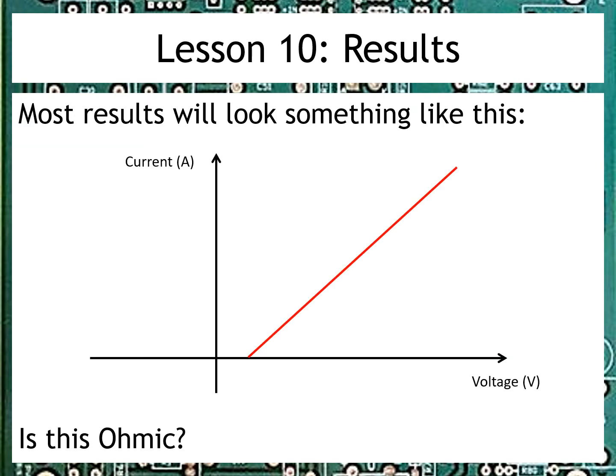So when we put the diode in the first time, we got results on our graph that looked a little bit like this. It's almost ohmic because we do tend to get quite close to a straight line for a diode. But you'll see that in this example it's offset, it doesn't go through the origin. So we can't really call it ohmic, it's not quite directly proportional.